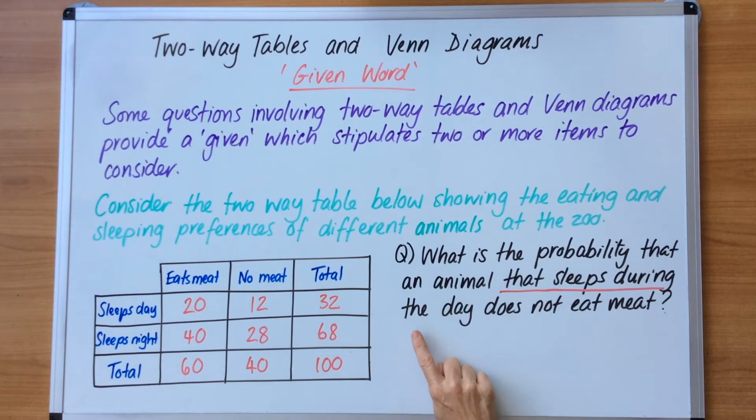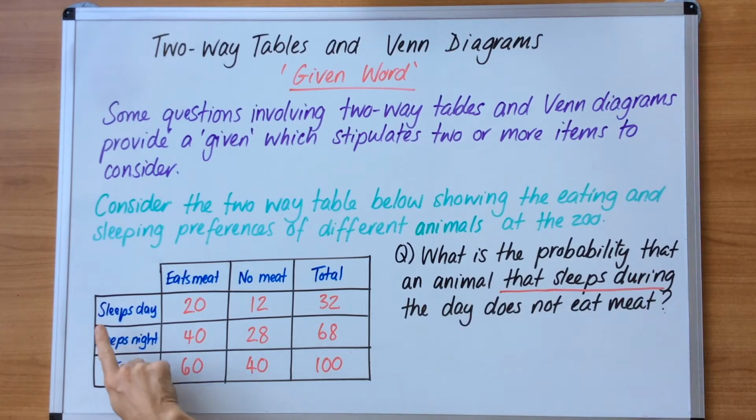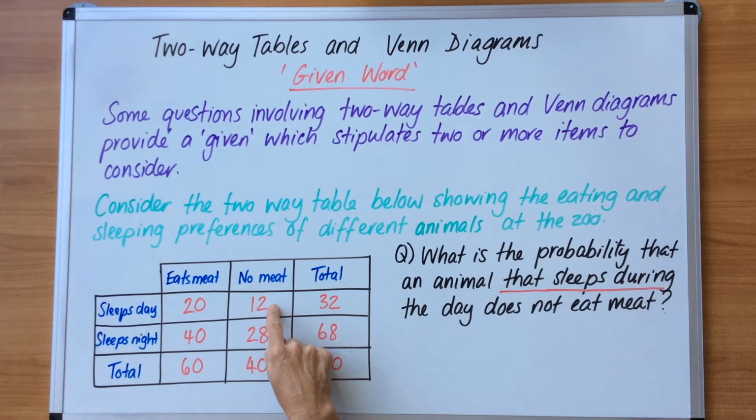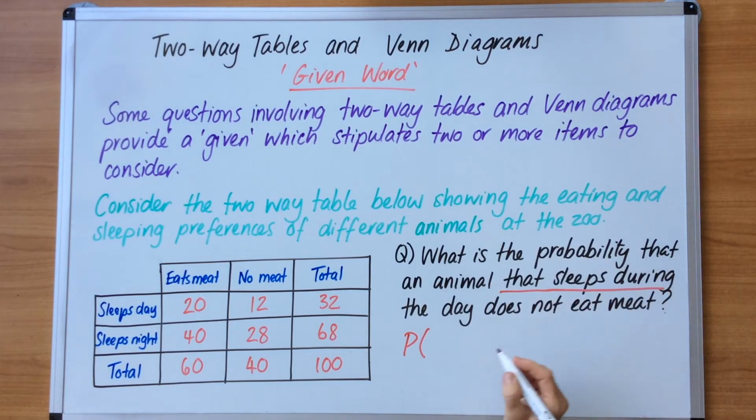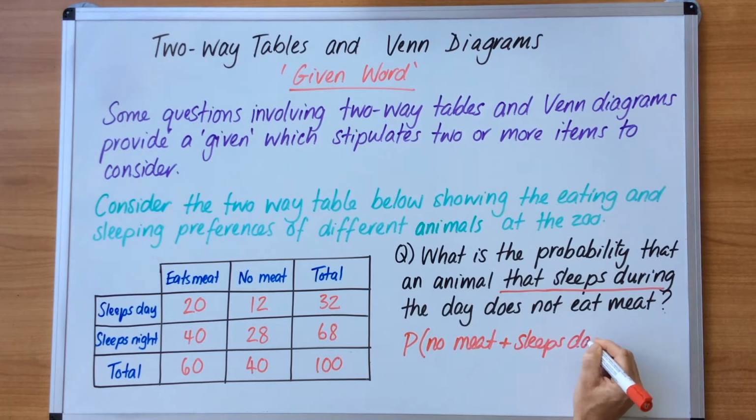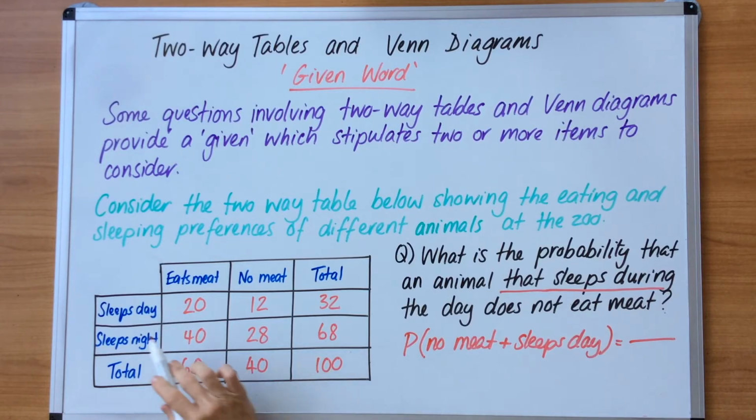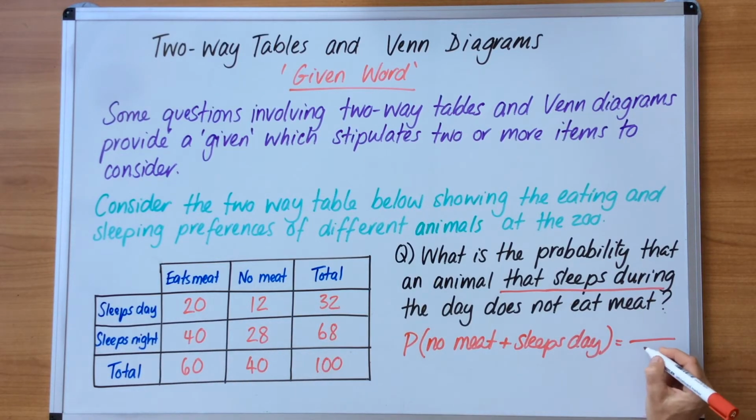Now, the next part says, does not eat meat. So sleeps in the day, no meat, means it's going to be 12 over 32. So I have to write a P for probability because it's asking me about probability. And we can put down here, no meat, and it also sleeps day. I've just abbreviated that. And we know that because we had the given of sleeping in the day, the denominator is 32. And we discovered that the sleeps in the day, no meat, was 12. And we have to simplify that. We cannot leave it there. It simplifies down to 3 over 8.